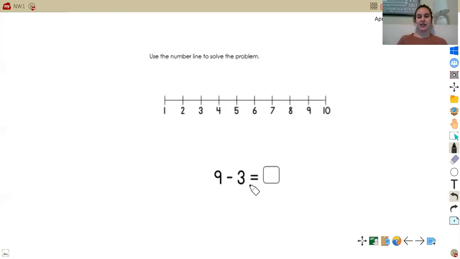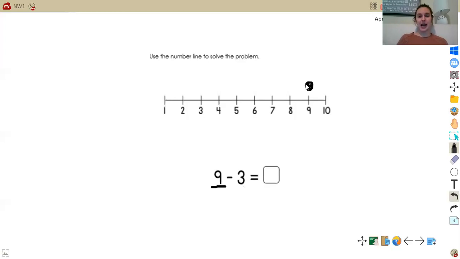9 minus 3 equals blank. So my first number we learned represents your starting point. So I need to draw a circle at 9 because it says 9. And we know that this first number is where we start on our number line. So 9 minus 3. This minus sign tells me that I'm moving left or I'm moving backwards. And I'm moving back 3.